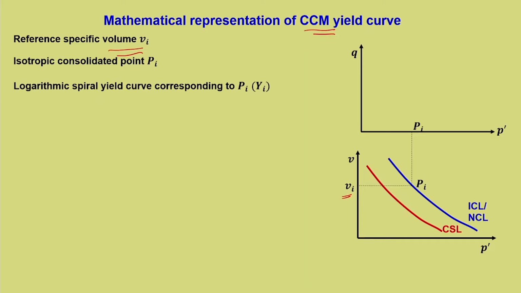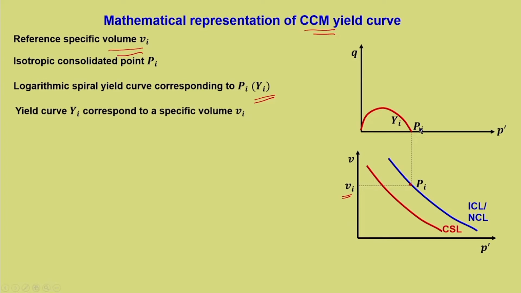Now, this is the initial point Pi. The logarithmic spiral curve corresponds to this particular point. Now, we have already seen in the yielding lecture that the extreme point is given by the pre-consolidation pressure. For this particular case it is Pi. So, the extreme point of the yield curve Yi will be Pi. So, we need to fit a logarithmic spiral Yi, which is the yield curve corresponding to Pi.